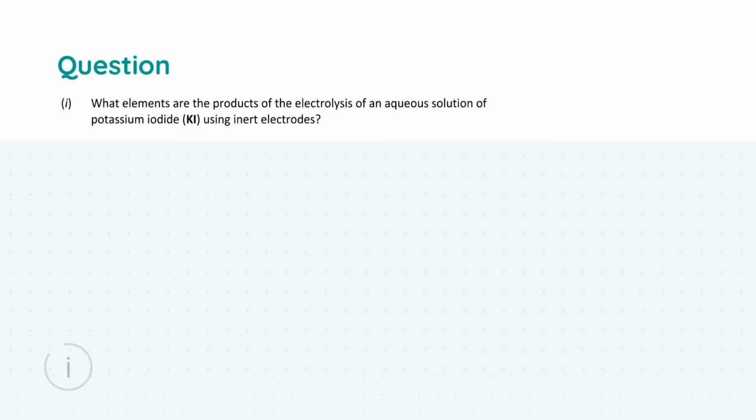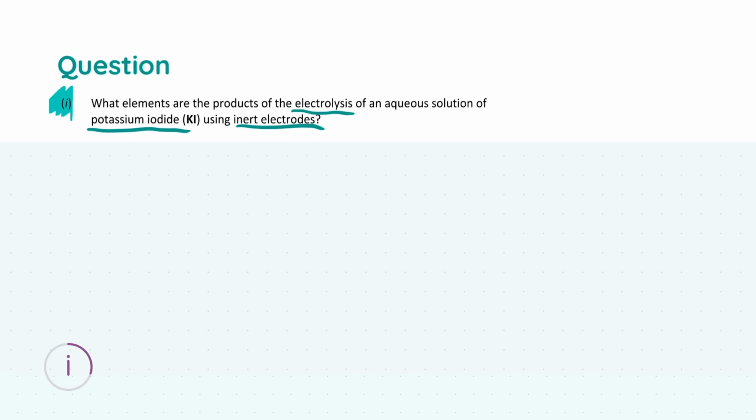Moving on to part I here, we are asked a question on, I think it's redox reactions, and electrodes as well. So in this case, we're asked what elements are the products of the electrolysis of an aqueous solution composed of potassium iodide, or KI, using inert electrodes. Inert electrodes just means they don't take part in the reaction. And I believe this is something that you'll cover when you're doing redox reactions. It's something you might see in a Hofmann voltameter, I believe it's called.